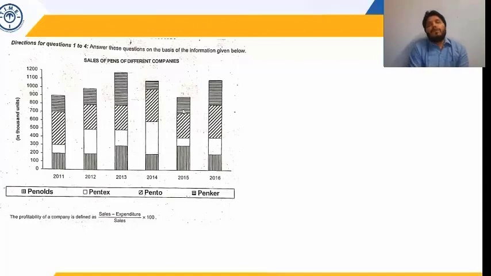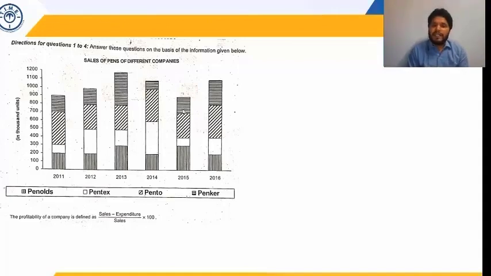For example, if the question says the profit percent is equal to SP minus CP upon SP into 100, but we know that the profit percentage is SP minus CP upon CP into 100, but the question is mentioning something else. So if the question is mentioning something, then we have to take that. We don't have to presume something, or take the information from our previous studies or previous learning. So here the question is mentioning profitability of a company is defined as sales minus expenditure divided by sales into 100%. So this is the additional information which we are going to use in some questions.